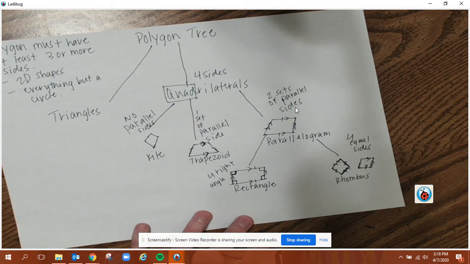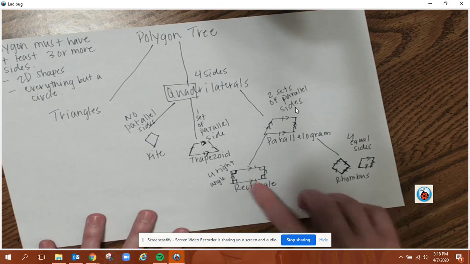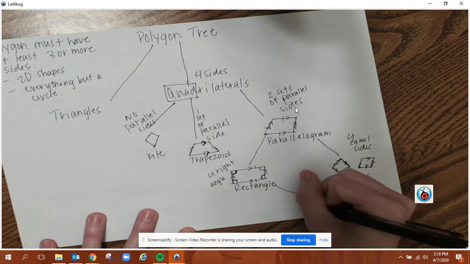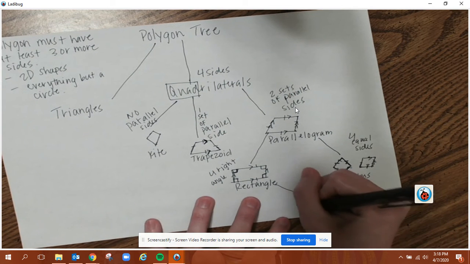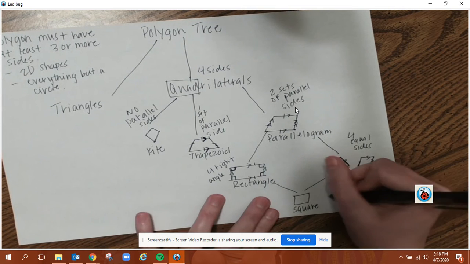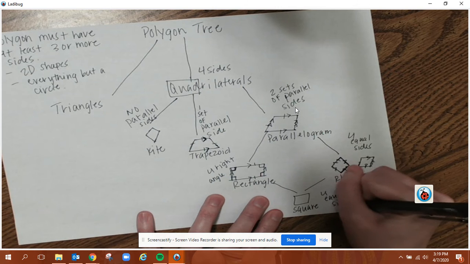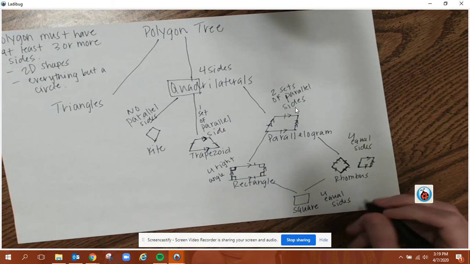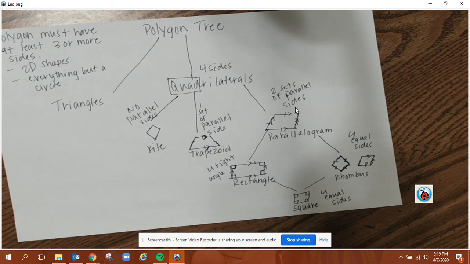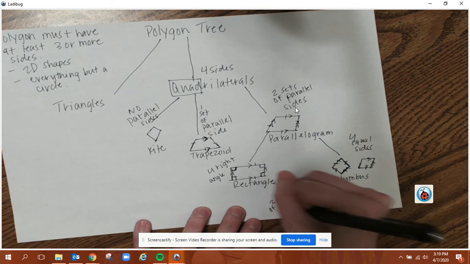Alright, so there is one quadrilateral that can be classified as all of these shapes combined. Okay? And that is a square. Okay? Again, all the sides are equal, so you have 4 equal sides. You have 4 right angles. And then you also have 2 sets of parallel lines.